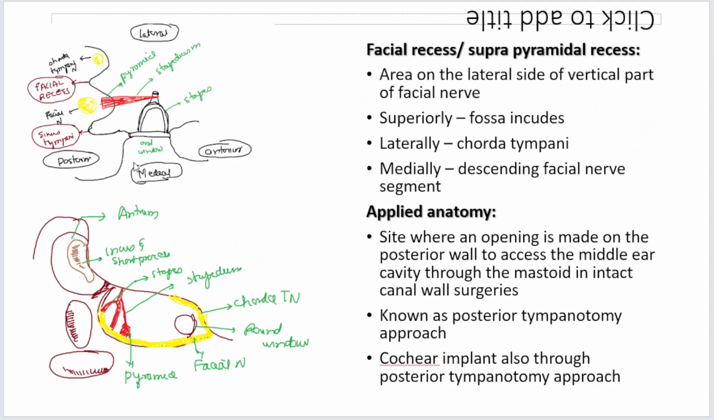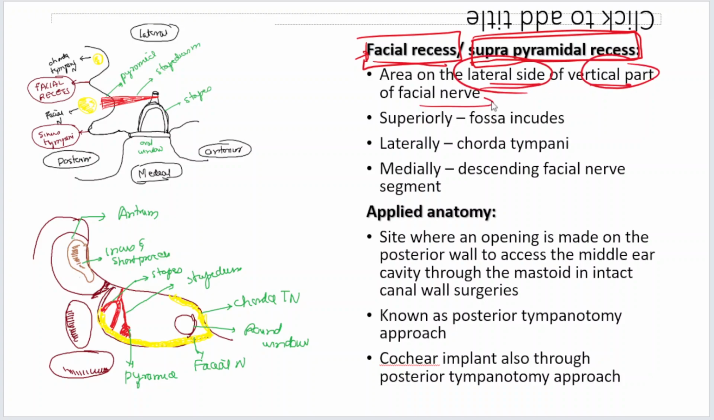Now coming to the facial recess, or the suprapyramidal recess. Frankly speaking, this is actually a nightmare for an undergraduate student, but when you start operating and work in this facial recess area, then you will understand it. Unless you do it, you will never understand it completely. Facial recess is the area present on the lateral side of the vertical part of the facial nerve.